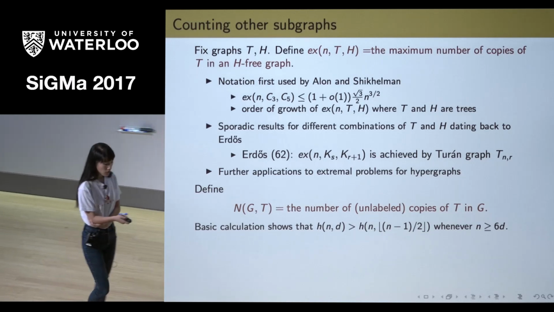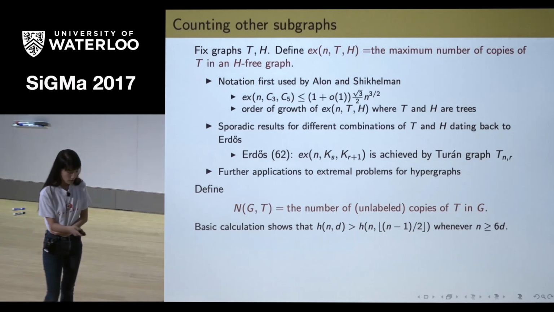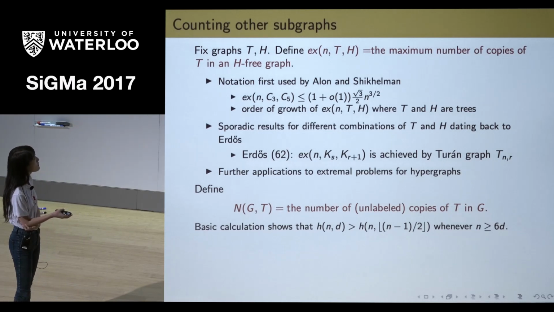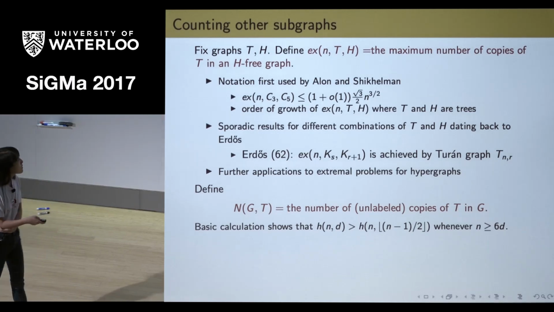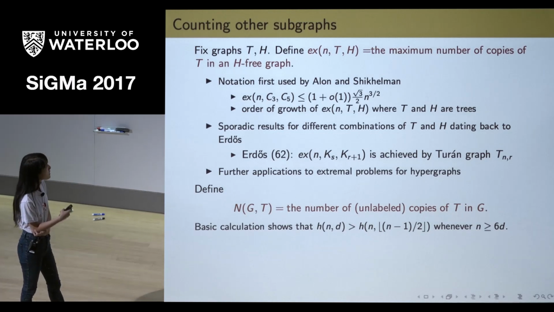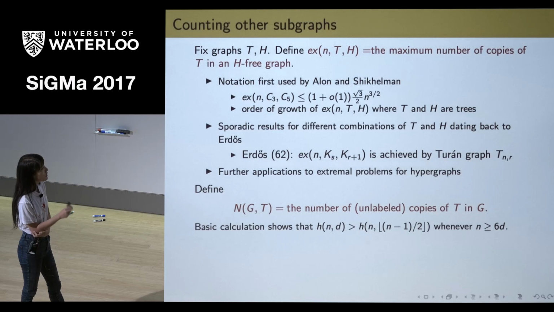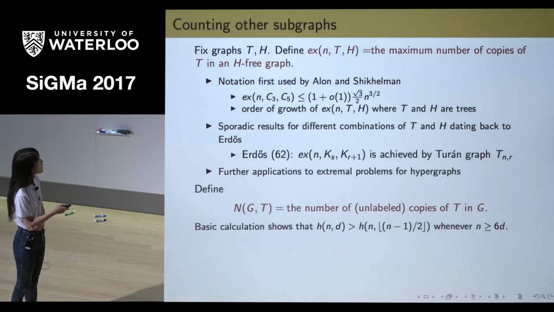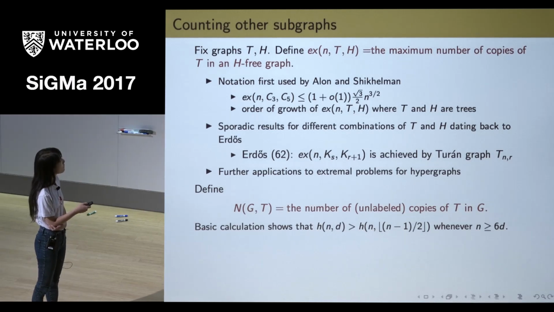Okay, so for simplicity, let's define this function N(G, T) to just be the number of unlabeled copies of T in G. So I want to restate the Erdős theorem that we mentioned earlier. Recall, if we have some non-Hamiltonian graph with minimum degree at least some value d, then the maximum number of edges we can have is the maximum of h(n, d) and h(n, floor of (n minus 1) over 2).